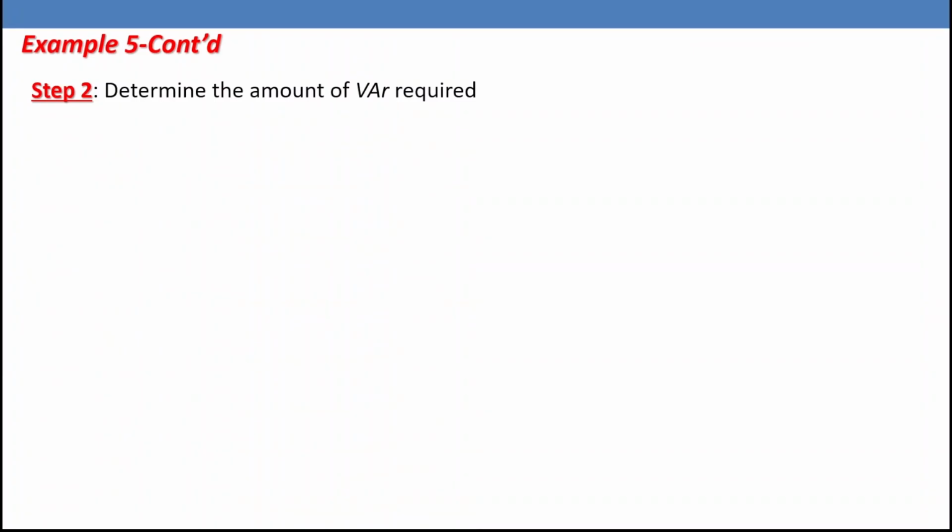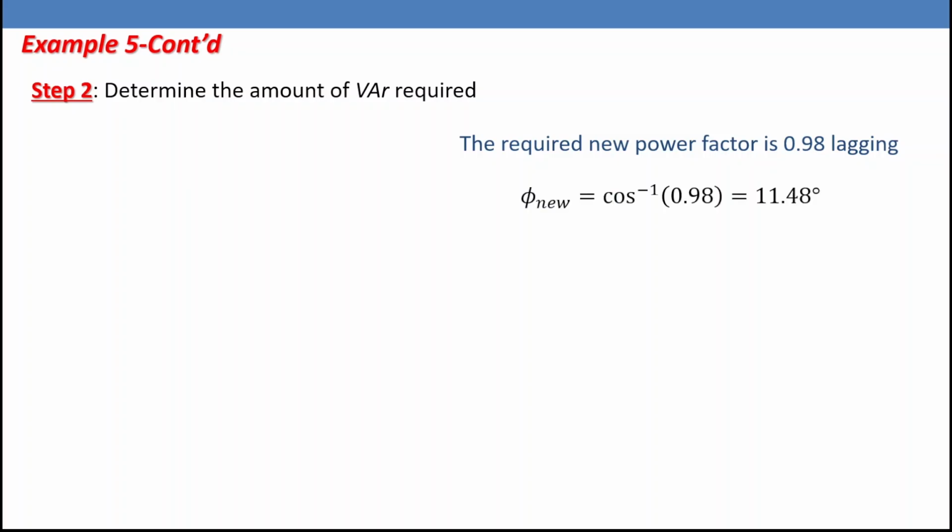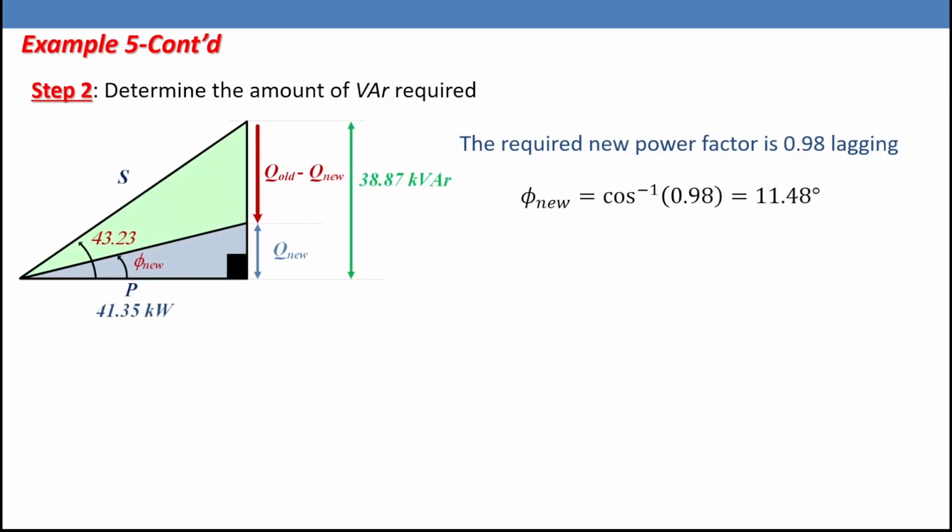Step number 2, determine the amount of VAR required. So the new power factor required is 0.98 lagging. So we can calculate the angle corresponding to this power factor. So phi new equals cosine inverse 0.98 equals 11.5 degrees. In this case, we have a new triangle and an old triangle. The old triangle is the green one. The new triangle is the blue one. For the green one, we have old VAR equals 38.87 kilovar, and we have the active power P equals 41.35 kilowatt, and the amount of S we calculated is 56.75 kilovolt ampere.